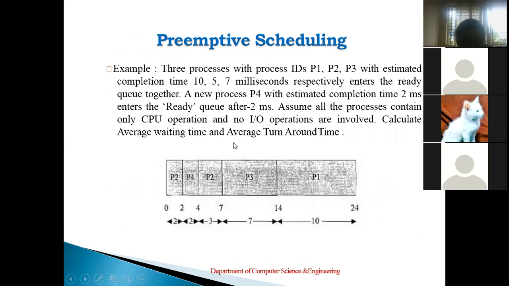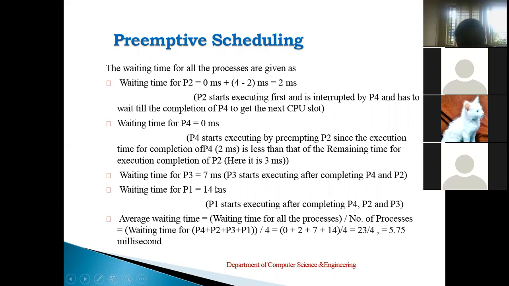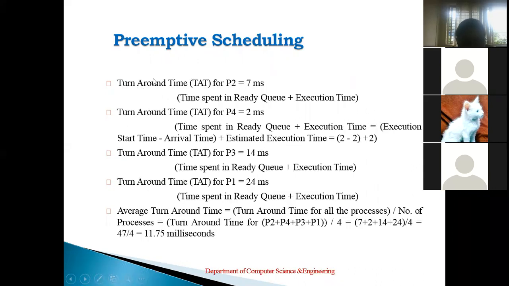So this is what the question asked. And what is the next question? They're asking you about average turnaround time. So we will see what this average turnaround time is. Let's go to the next slide. See, the definition for turnaround time is how much time it has spent in the ready queue plus execution time. Based on that, you have to calculate the turnaround time, right?